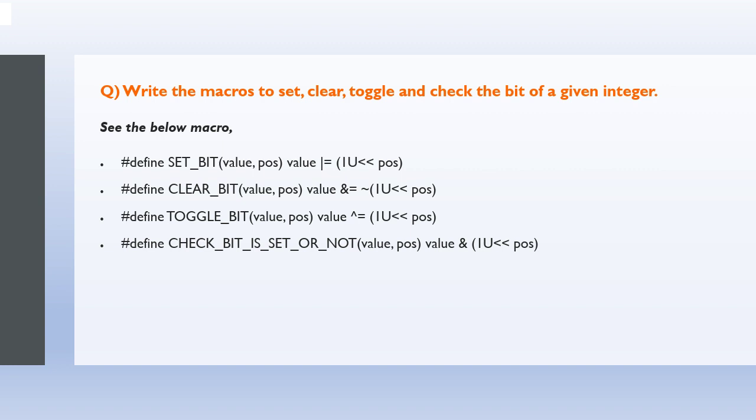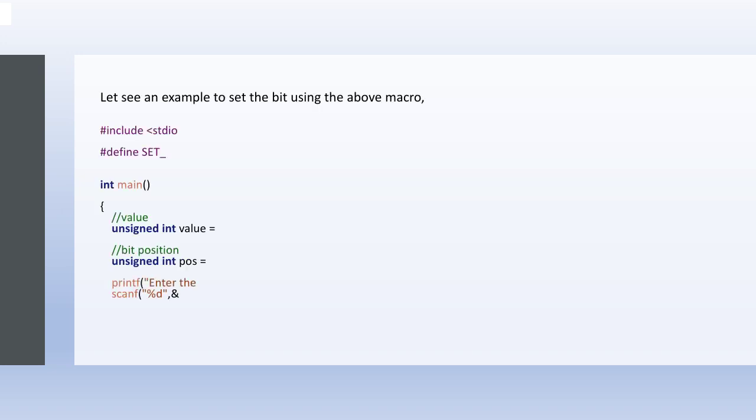Let's see an example to set the bit using the above macro. This is how it goes. We just simply call that macro.